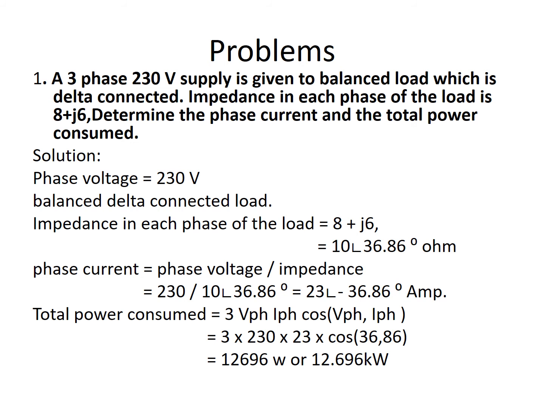VPH and IPH. So the angle between VPH and IPH, you can observe here for the phase current, from the impedance it is 36.86 degrees, or the current we get is 23 with minus 36.86 degrees. That is the angle, 36.86 degrees, between voltage and current. So you will get the total power 12.69 kilowatt. So if you know the phase voltage, you can calculate the phase current as V by impedance, then power is 3 into VPH IPH cos phi.